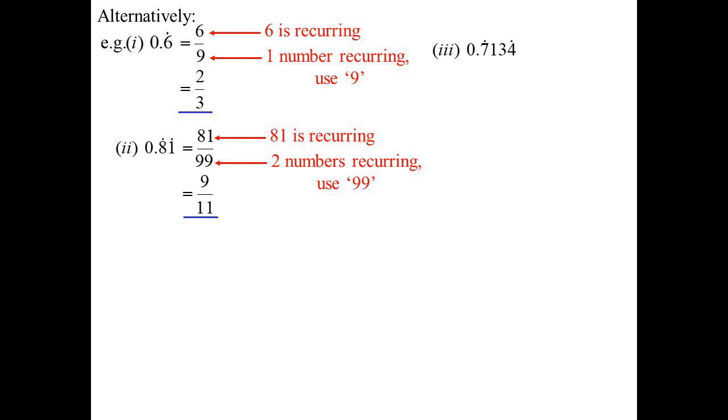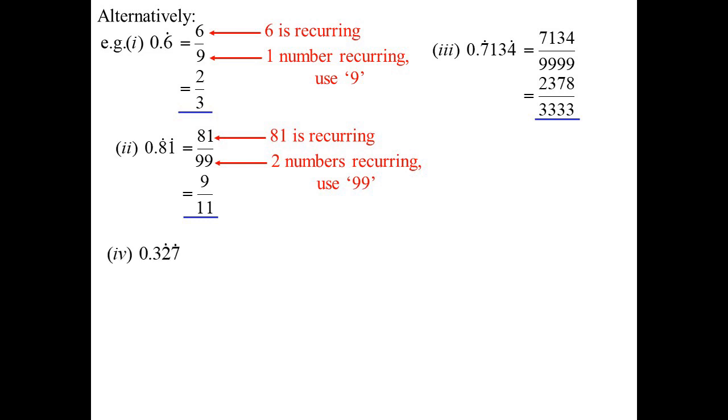Which means if I had something like this, 0.7134 recurring. So 7134, 7134, 7134, 7134. Same idea, there's my answer. Straight away, got it. What's recurring? 7134. How many? Well, there's four numbers recurring. So I'll put down four 9's. 9999. Simplifies down, does it? Yeah, there you go. 2,378 on 3,333. So much quicker. By recognising the pattern, bang, you get the answer.